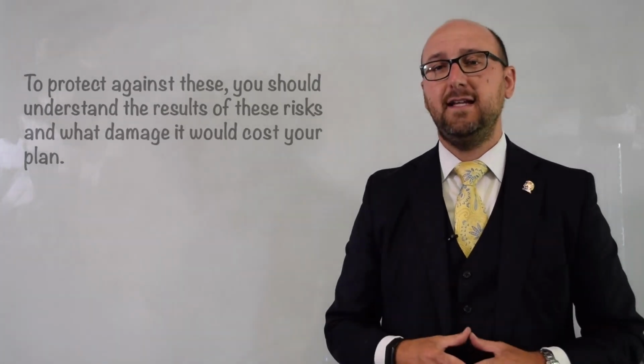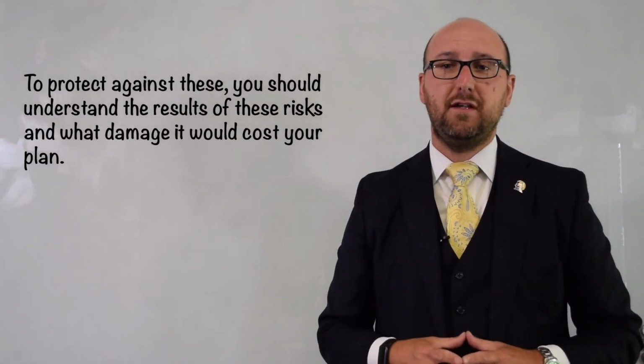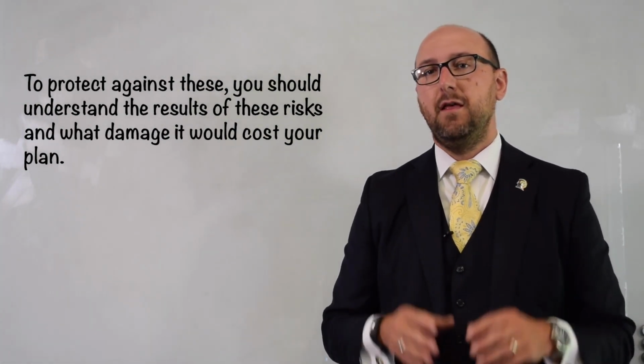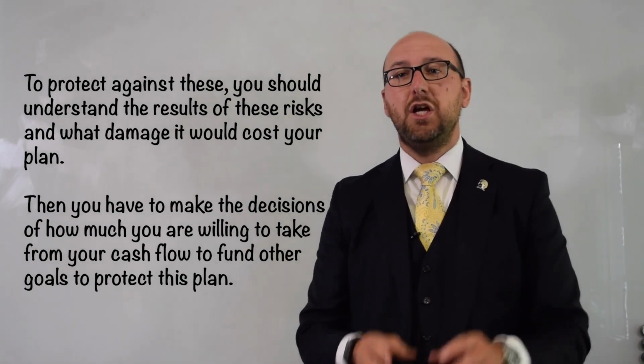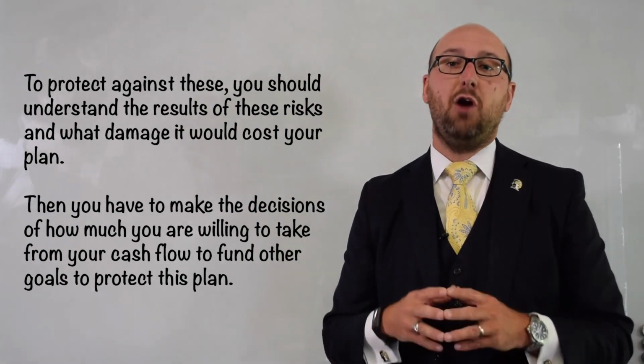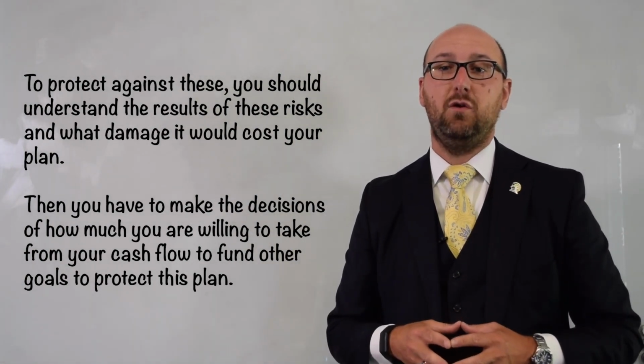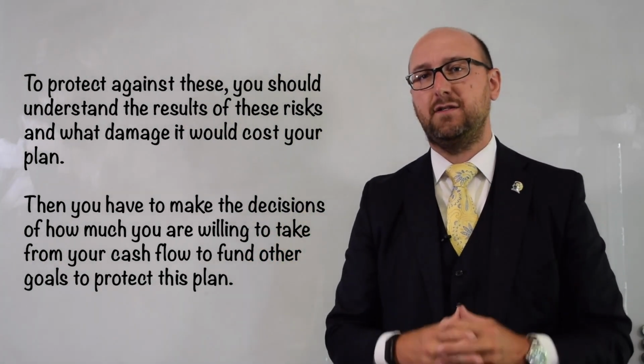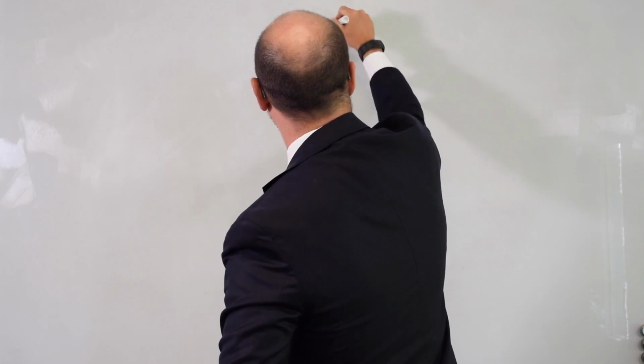To protect against these, you should understand the results of these risks and what damage they could cause your plan. Then, once you understand that, you will have to make the decision of how much you're willing to take from your cash flow and from funding other goals to protect against these risks for your plan. An example is with a disability. Let's say you have 2 job offers. The first job offer is you can make $100,000 a year.